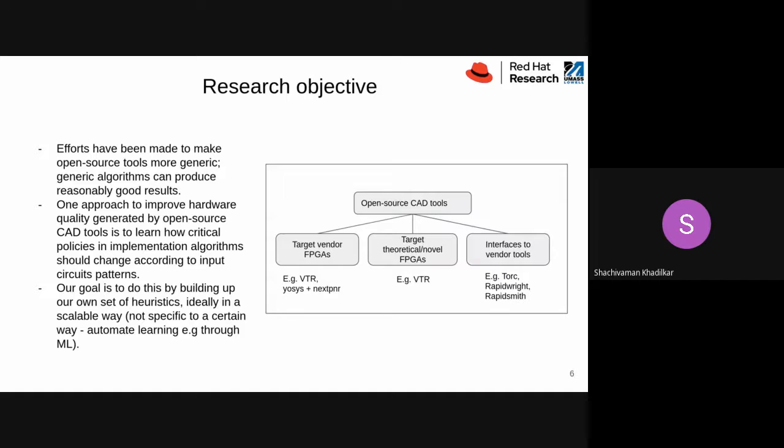This brings us closer to our research. Several open source tools targeting vendor and theoretical FPGAs exist. There are some interfaces to vendor tools as well. Efforts have been made to make open source tooling more generic, which can produce good results, but we think that hardware quality of open source CAD can be further improved by learning how critical algorithm decisions should adapt to input hardware patterns. For this, we also want to build our own heuristics in a scalable way.